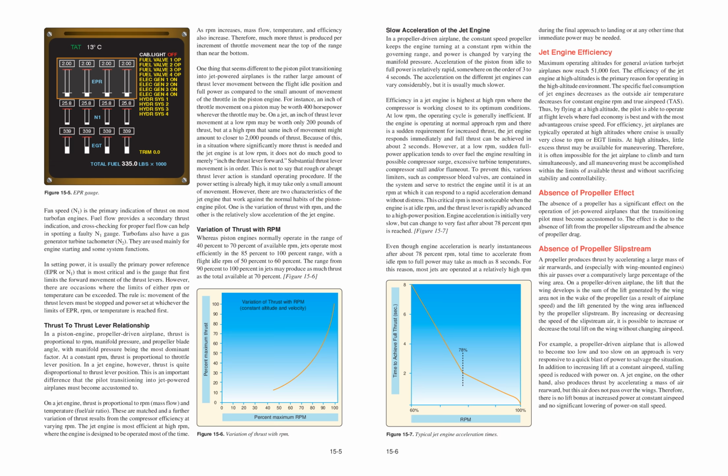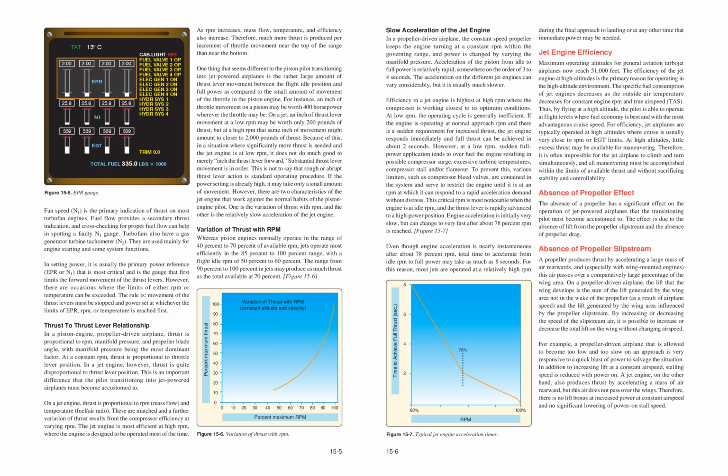To prevent this, various limiters, such as compressor bleed valves, are contained in the system and serve to restrict the engine until it is at an RPM at which it can respond to a rapid acceleration demand without distress. This critical RPM is most noticeable when the engine is at idle RPM, and the thrust lever is rapidly advanced to a high power position. Engine acceleration is initially very slow, but can change to very fast after about 78% RPM is reached. Figure 15.7. Even though engine acceleration is nearly instantaneous after about 78% RPM, total time to accelerate from idle RPM to full power may take as much as 8 seconds. For this reason, most jets are operated at a relatively high RPM.